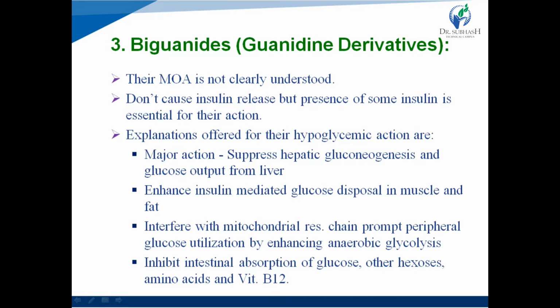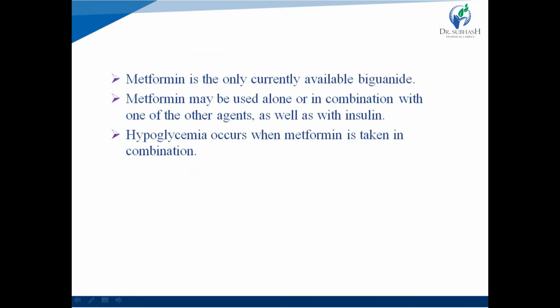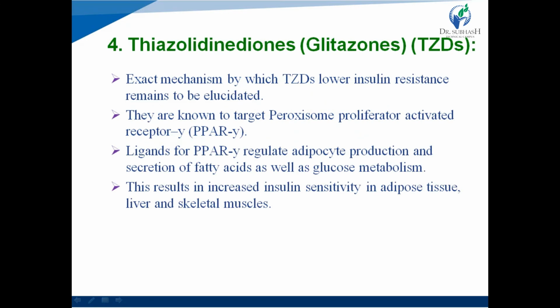These all are the mechanisms of action believed to be of biguanides, and by all these actions the level of glucose is reduced in our body, because glucose is utilized by glucose disposal in muscle and fat and in anaerobic glycolysis, and intestinal absorption is also inhibited. So glucose level in our body is reduced. The only available biguanide currently is metformin. Metformin can be used alone or in combination with one of the other agents as well as with insulin. But when metformin is taken in combination, the risk of hypoglycemia is there.